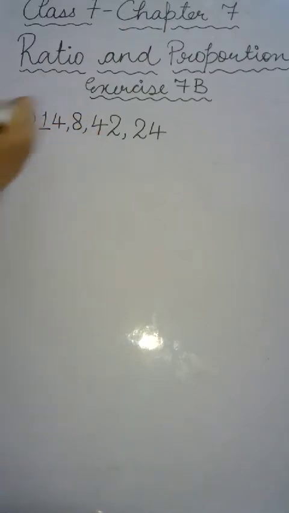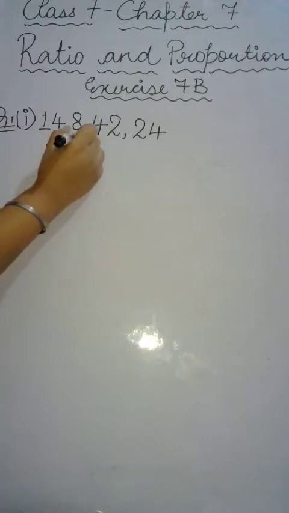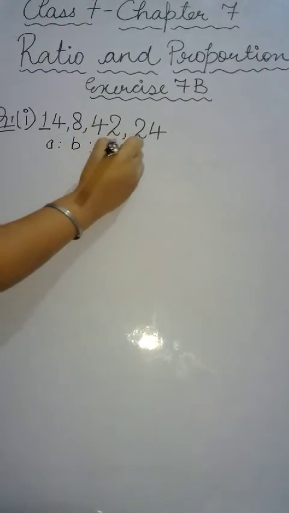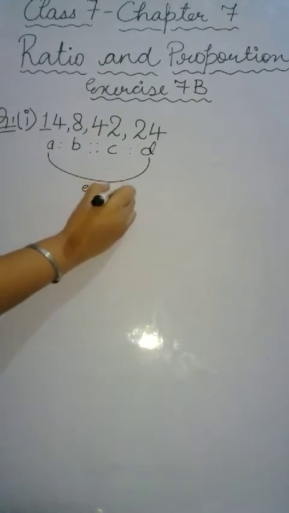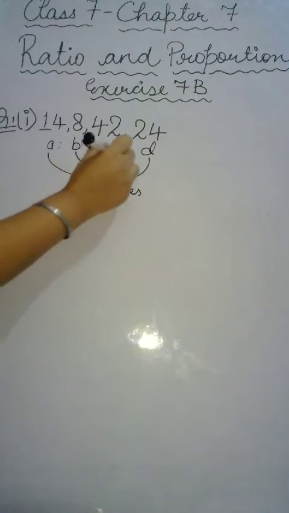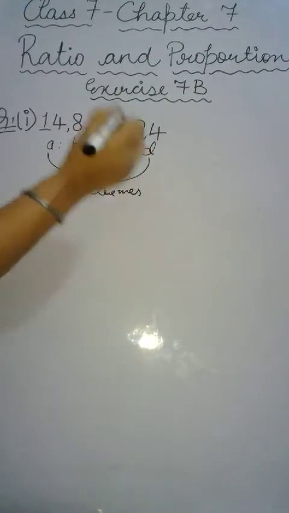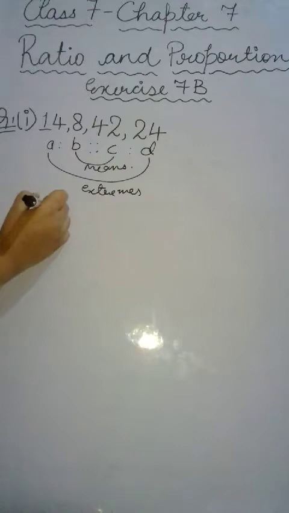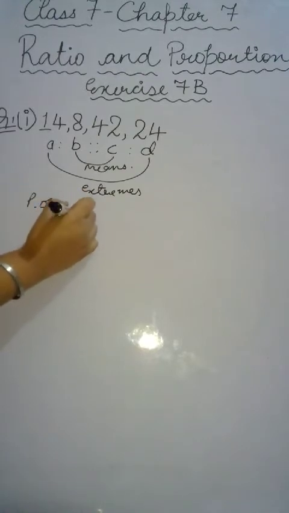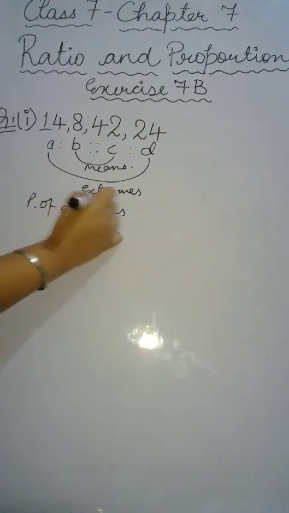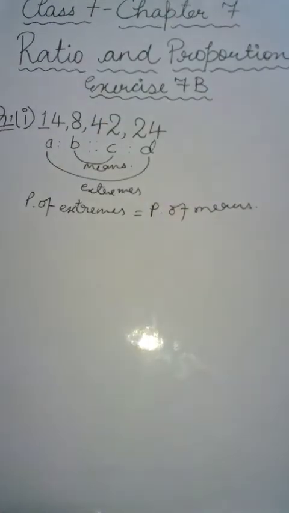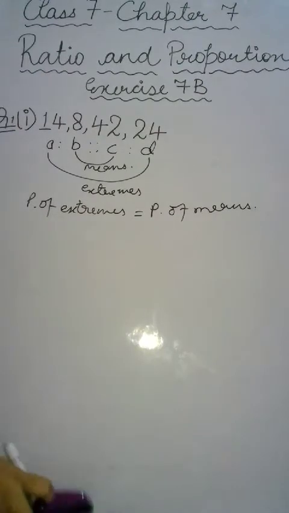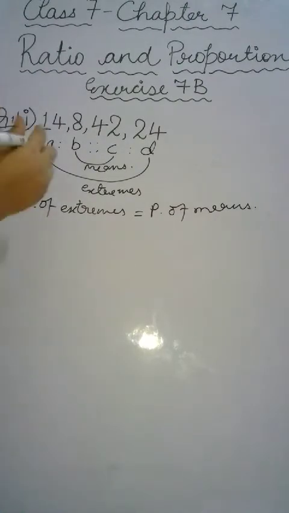Yesterday we discussed that the first number is A and B, then this is C and this is D. These two numbers are called extremes and these are called means, and proportion is when the product of extremes is equal to the product of means. I hope you are well aware of this because we have discussed it. So now we have to check the proportion of these numbers.